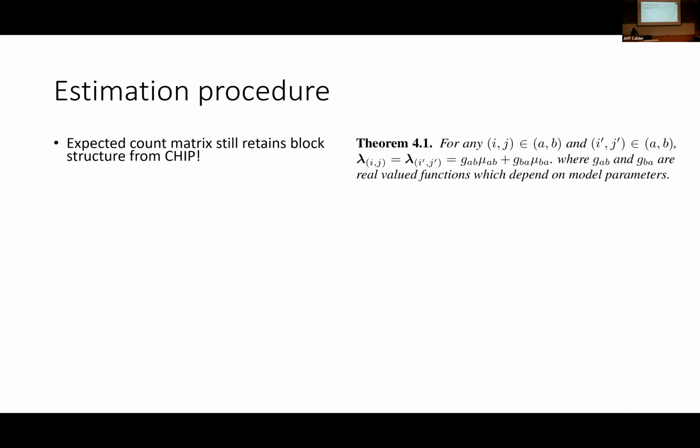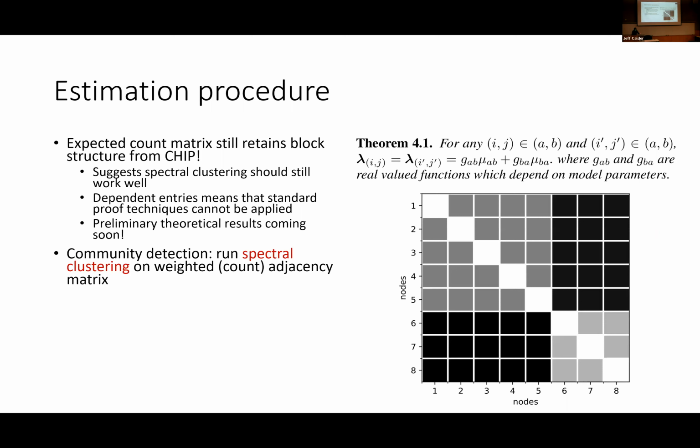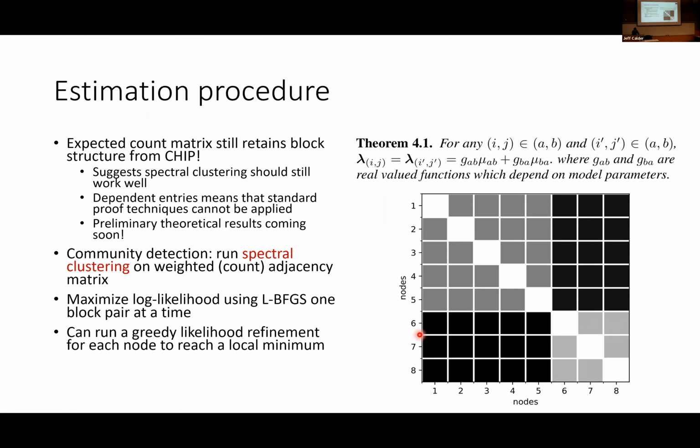So I'm going to skip over this. I don't want to talk too much about the estimation procedure. It's not quite as straightforward. You run spectral clustering, and then we have this log likelihood maximization. The key I want to point out is it's not as scalable, so we can go to about 10,000 nodes here.